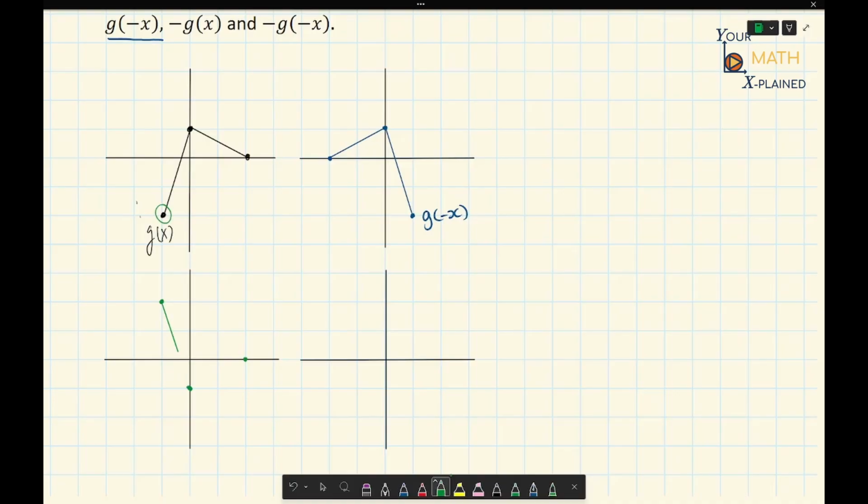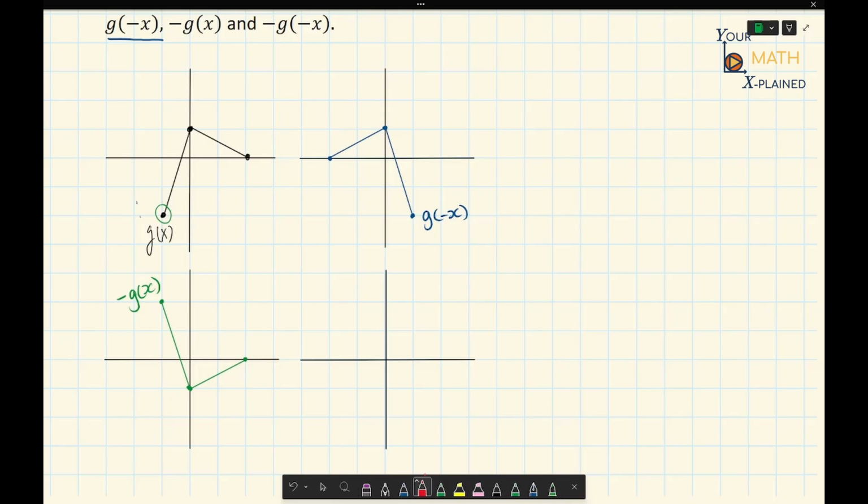So again, we can connect the dots, and that is going to give us our negative g of x. And finally, the last one is negative g of negative x. So that means the x values are changing signs and the y values are changing signs.